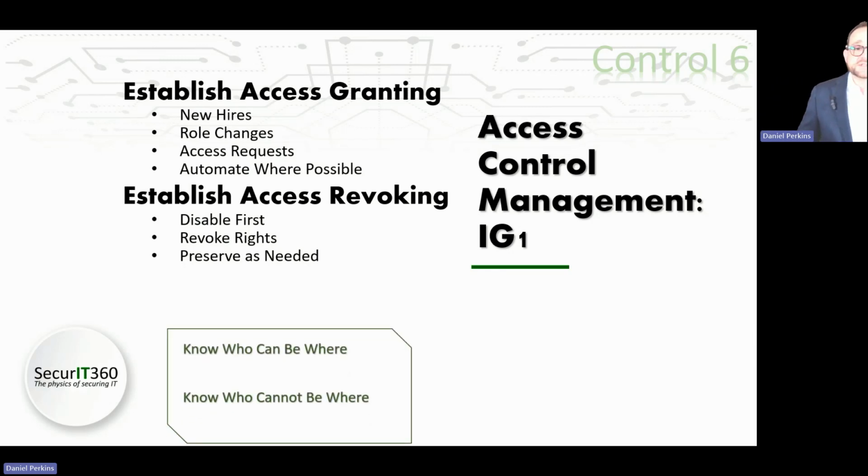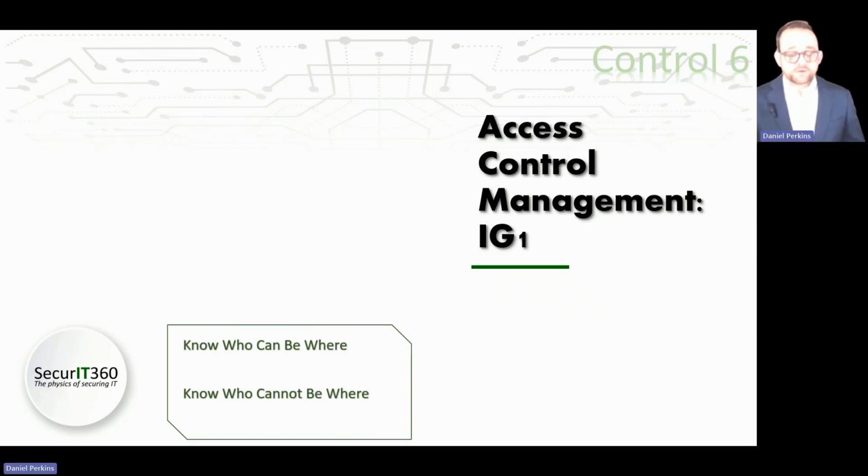So the takeaway here is we want to know who can be where and who cannot be where, right? That's the other side of this. Obviously, we need to provision their access for all the roles and duties they have as part of their job. But we also need to keep them out of the areas they should not be in, making sure they've got limited privileges where it makes sense, getting those role-based access, that kind of need-to-know philosophy. All right, so what are some other controls in Group 1 for access control management?